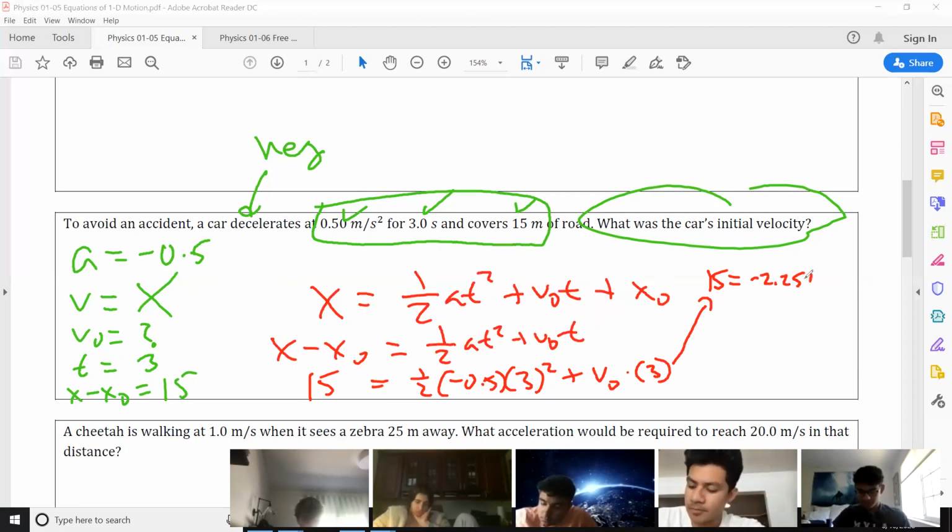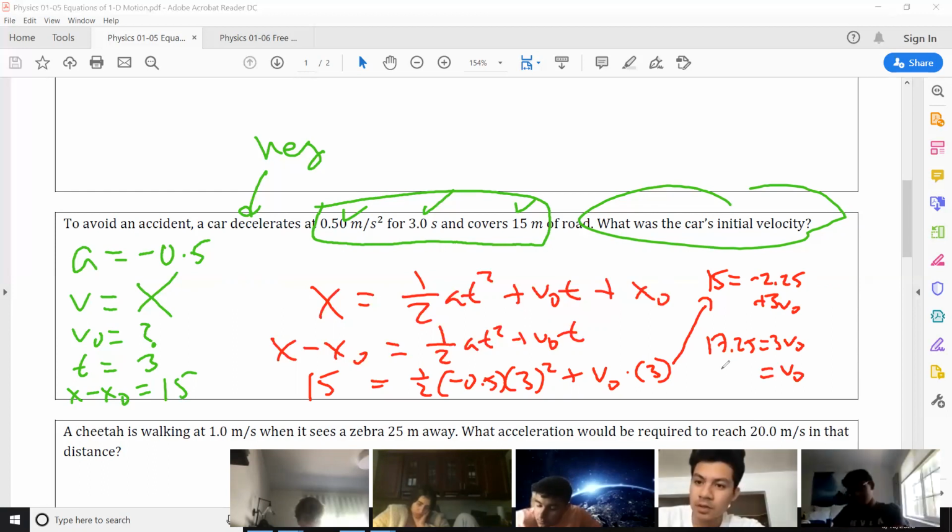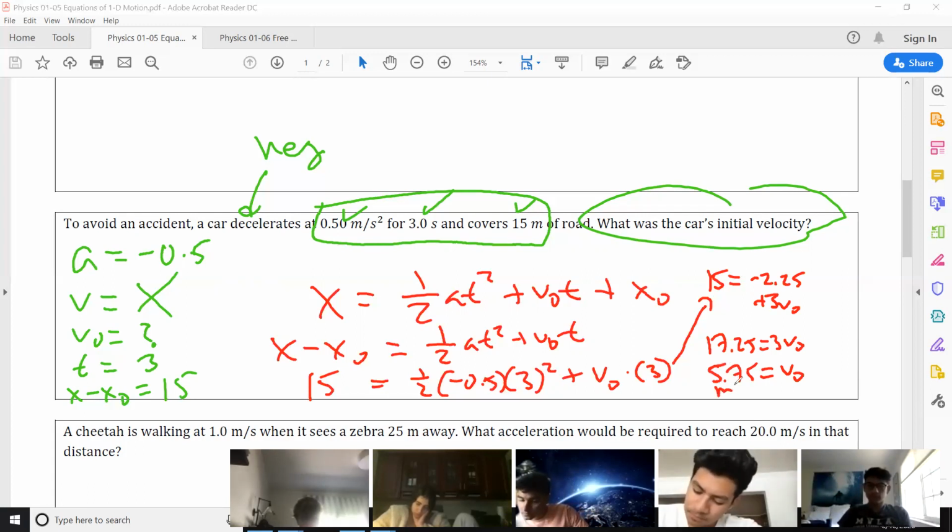Because I cracked my screen, I can't really write too far. Move things around, 17.25, 3 v0. Whatever that is. What is that? Could someone tell me, is that 5.75? Yeah, it's 5.75. There you go. There's your initial velocity. So that's the strategy we're going to use, and we're going to do this in the groups very shortly.